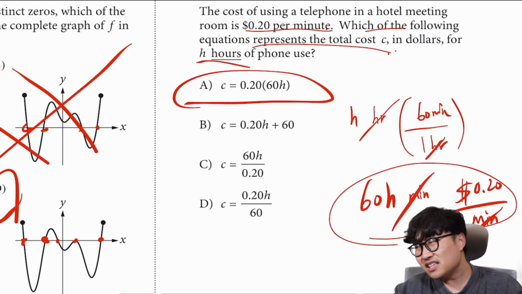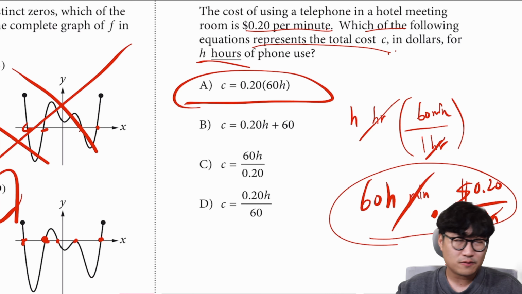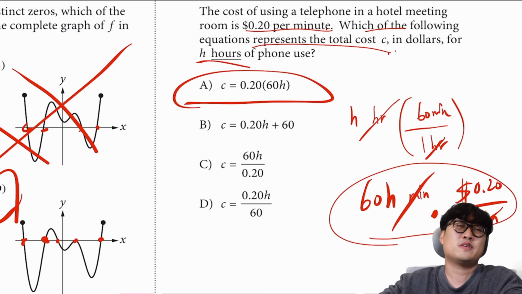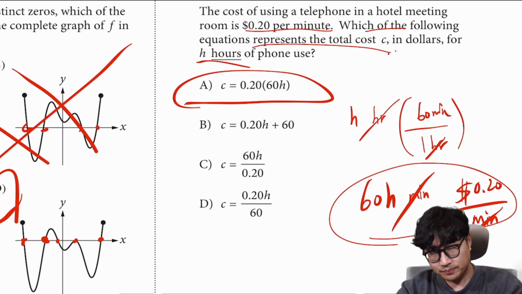A times B times C, C times B times A, it doesn't make any difference. What is that called? The commutative property, or whatever the property is called. You really don't have to care.